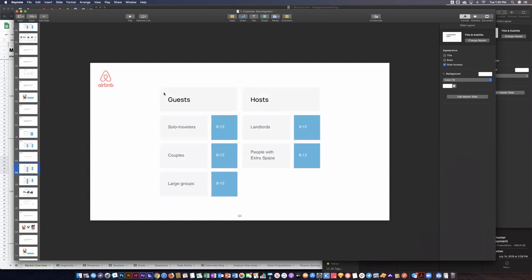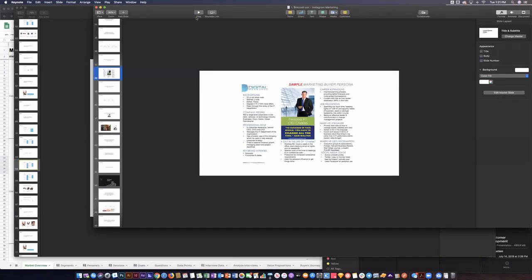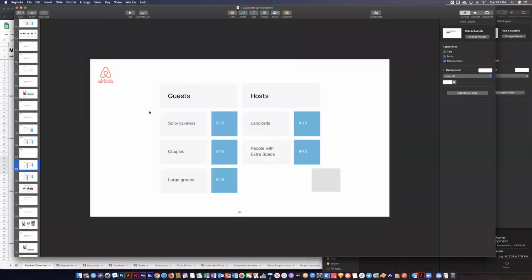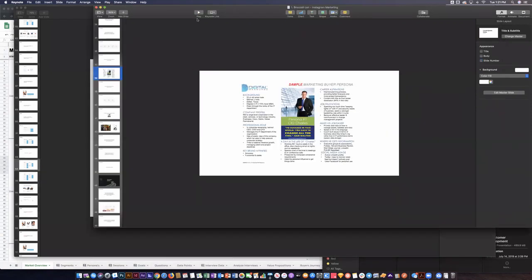Perfect. So here's a better visual of how you can structure your markets and segments. Right, so you have the guests: solo travelers, couples, large groups, versus hosts, another group Airbnb might target, who are the landlords and people with extra space. So the personas are the people, or the customer archetypes, within each one of those segments. These right here, where you are trying to break down who these people are.